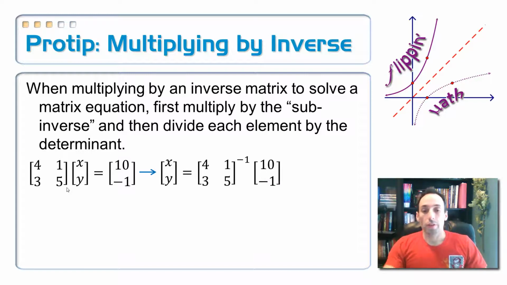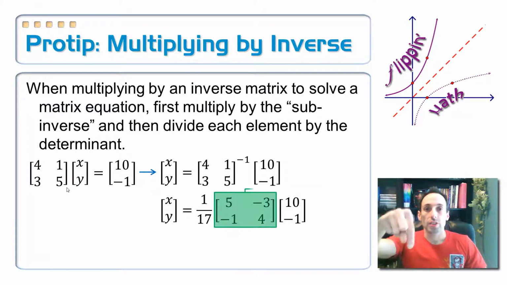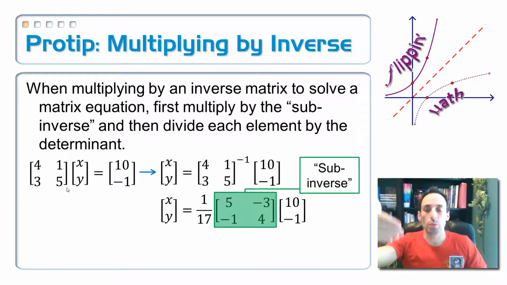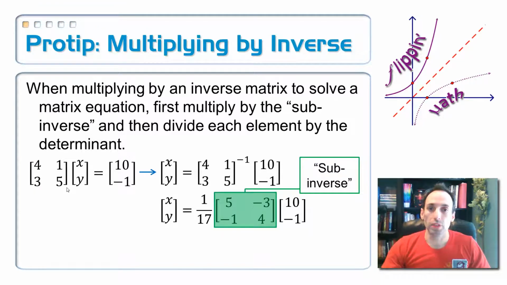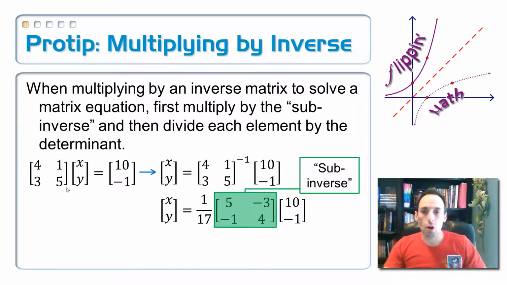Whenever I find the inverse of that matrix, 4, 1, 3, 5, the coefficient matrix, I get the determinant 17, which means that I would multiply everything on the inside by 1 over 17. I don't want to do that at this point because it's going to create a whole bunch of fractions that I'll have to multiply times the other matrix, 10, negative 1. So I'm going to call this thing in green here the sub-inverse.